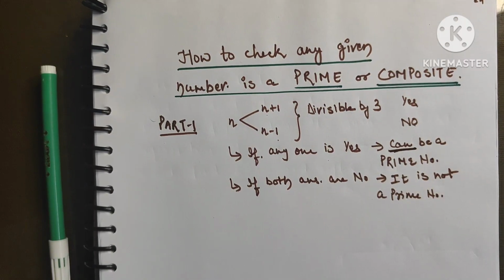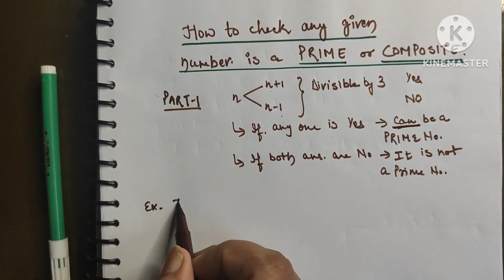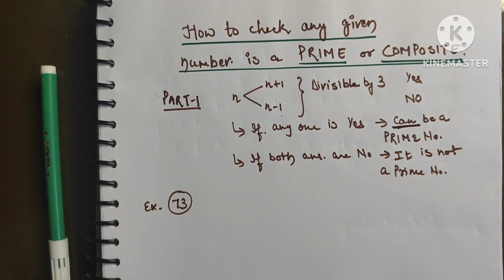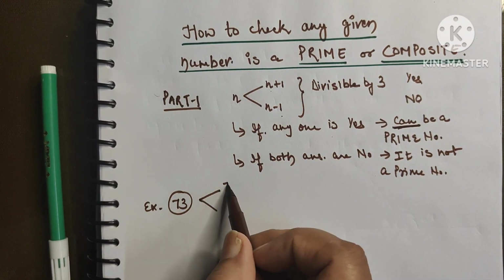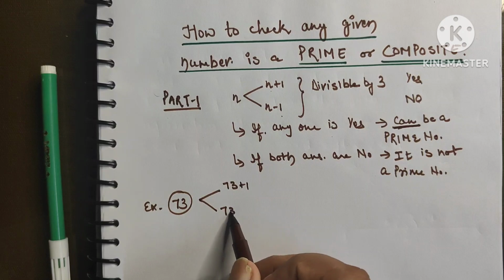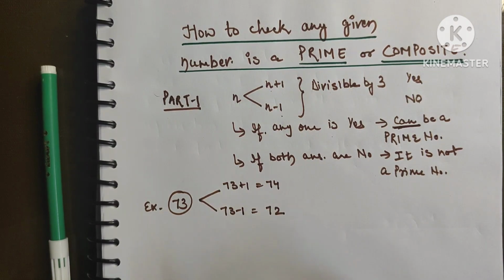So let's understand this with one example. Let's take the example of 73. Suppose we have to check whether 73 is a prime number or not. So by this part 1, what we have to do? We have to do 73 plus 1 and 73 minus 1. That means this is 74 and this is 72.